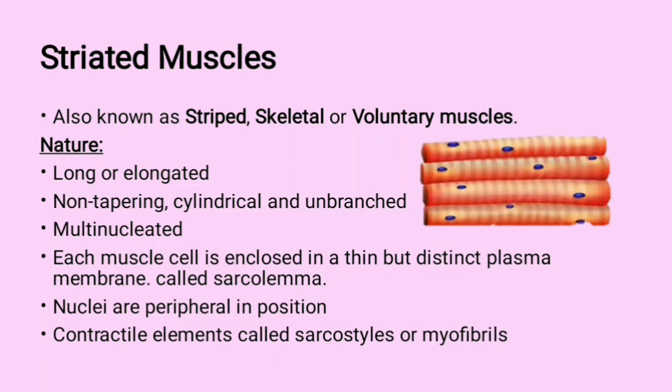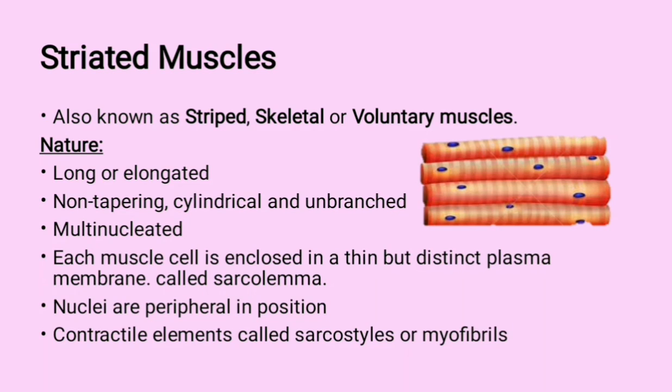The striated muscle fibers or cells are long or elongated, non-tapering. Non-tapering means they are not pointed towards their end. They are somewhat flattened or blunt. They are cylindrical and unbranched. You can see that no branches are present here, only one cylindrical structure. That's why these are unbranched. These cells have a number of nuclei, which means they are multinucleated. That means many nuclei are present in the cells.